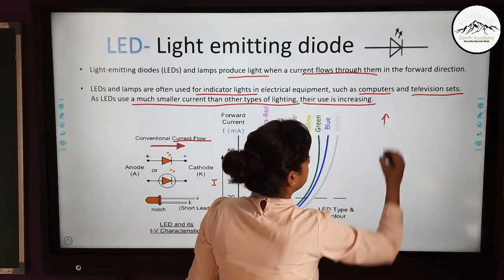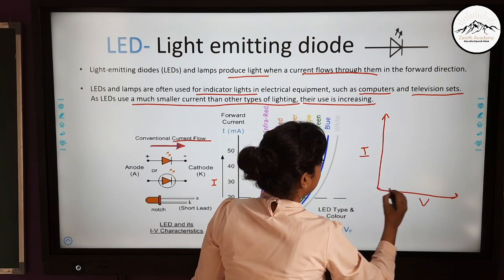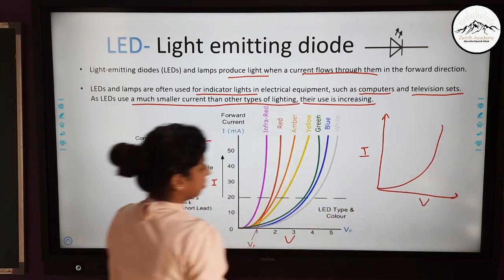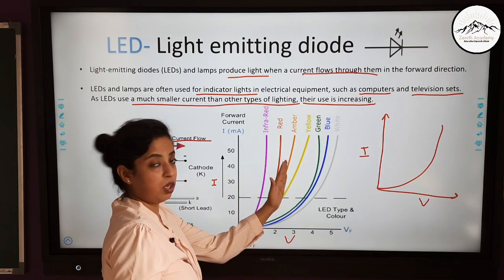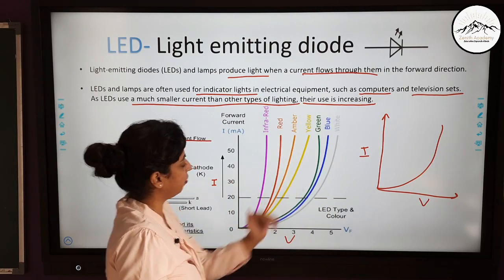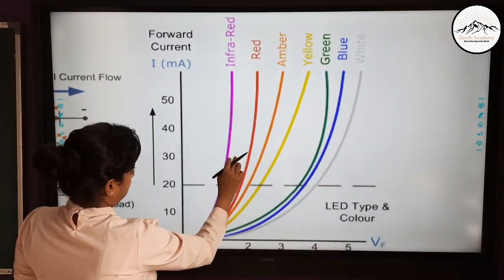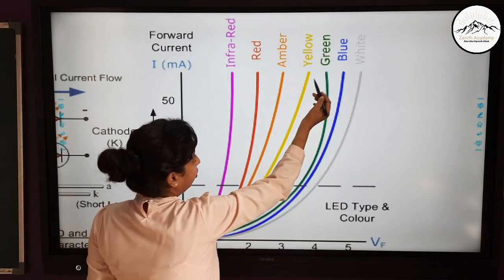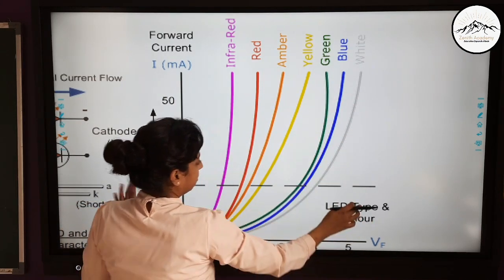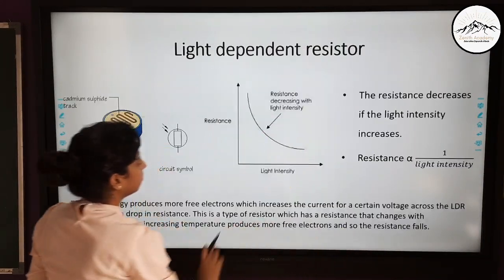Okay, so if I plot the voltage and current relationship of an LED, it is something like this. Different colors have different wavelengths, that is why we have got the graph different for different wavelengths. So this is for infrared, this is for red, amber, yellow, green, blue and white. So these are the different LED types and their colors.